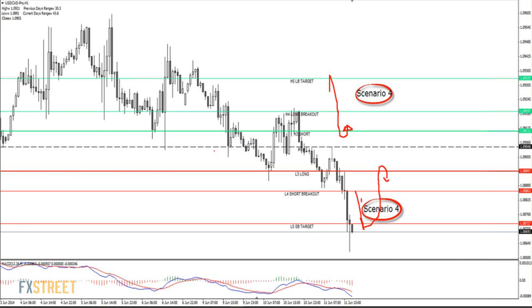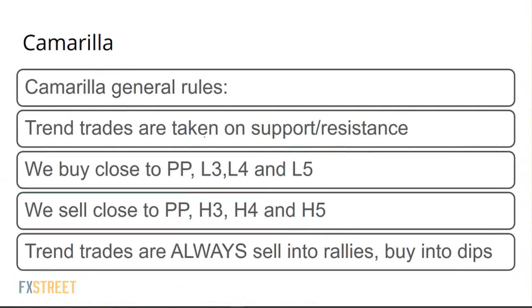Now, this is the most basic explanation of pivot points. I personally like to use Camarilla with confluence points, with confluence zones. I don't particularly like to use Camarilla naked except when I trade on higher time frames, let's say 4-hour time frames. And when we go with the general rules, we go with trend trades on support and resistance. Generally, we want to buy close to pivot points L3, L4, and L5, and we sell close to pivot points H3, H4, and H5.